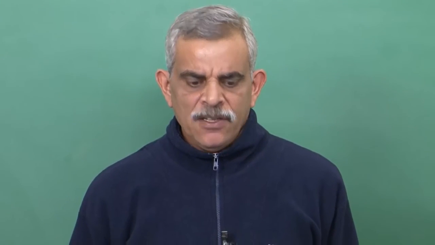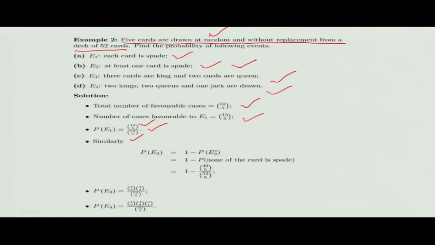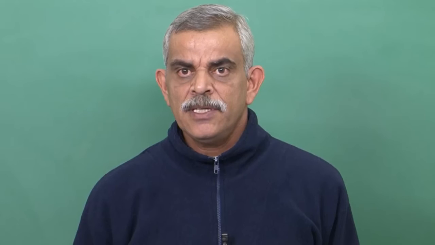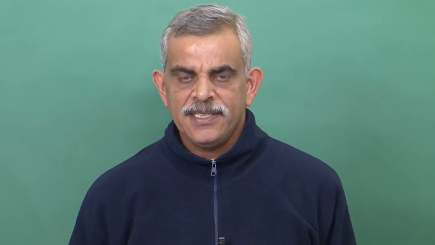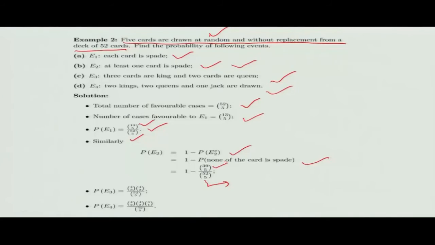So rather what I do is I consider its complementary event. What will be the complementary event of at least one card is spade? That means no card is spade. So probability of E2 is the same as 1 minus probability of E2 complement, which is the same as 1 minus the probability that none of the cards is a spade. Total number of cases is still 52 choose 5. Now I want none of the cards to be spade. So that means all the 5 cards are coming from those 39 cards which are not spade. And that I can choose in 39 choose 5 ways. So this is what the probability of E2 is, 1 minus 39 choose 5 divided by 52 choose 5.